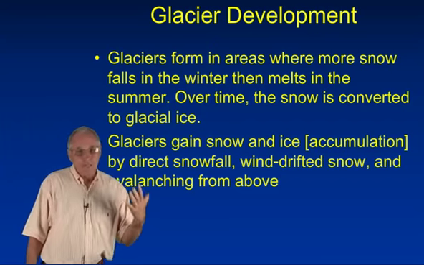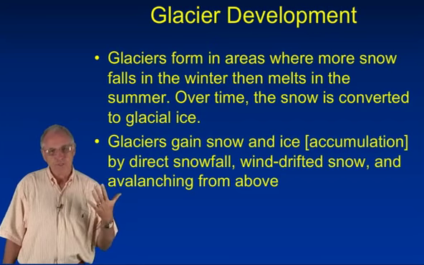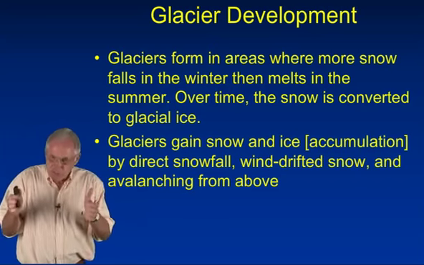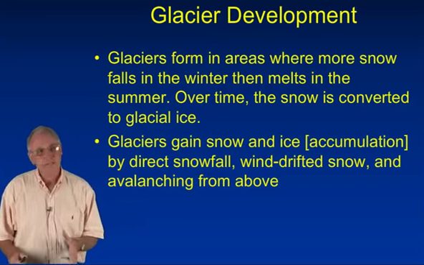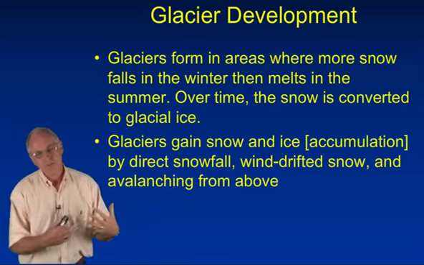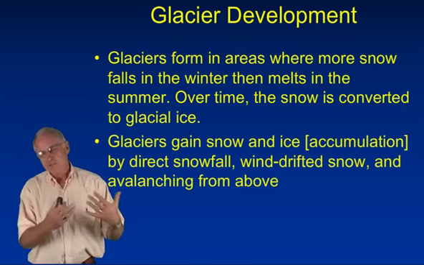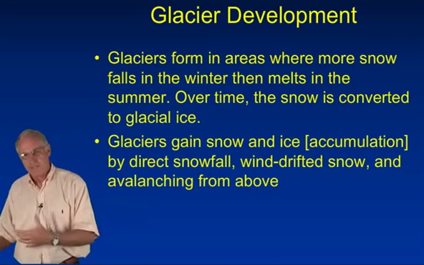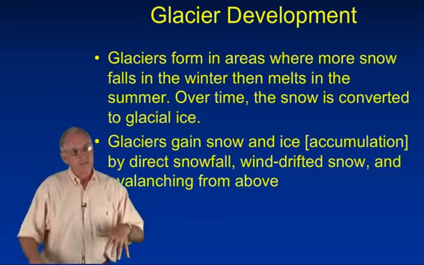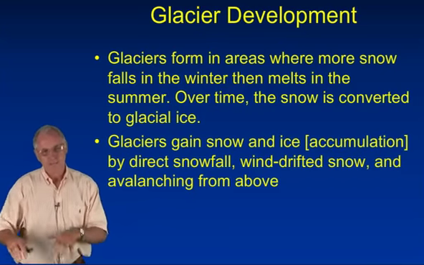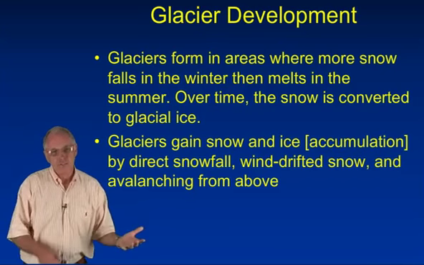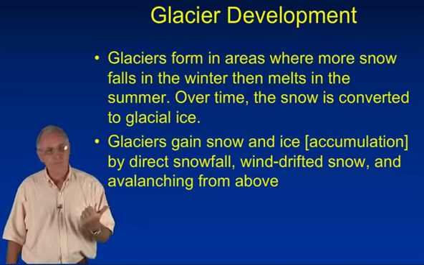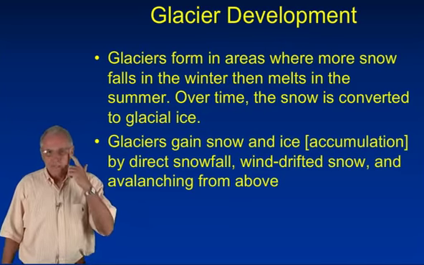Now, glaciers gain snow and ice. We call that process accumulation by direct snowfall. It's not that important because that would be just snow falling directly on the ice. And then wind-drifted snow, snow that comes in from the upwind source areas, like a big plateau where snow falls and is blowing onto the ice. Some glaciers that sit below mountain peaks and valley sides gain a lot of snow and ice from avalanching from above. So those are the mechanisms of accumulation.